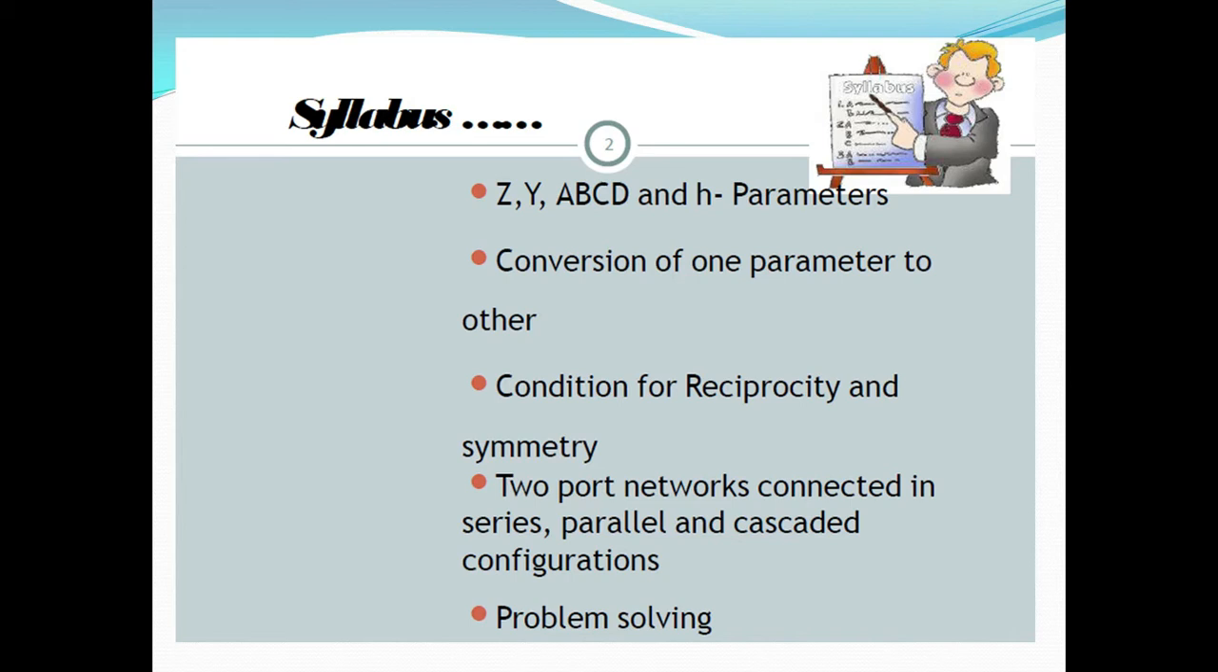In this video and my next 4 to 5 videos, we will study the two-port network in depth. First will be the Z, Y, ABCD and hybrid parameters, meaning the impedance, admittance and hybrid parameters. Next is the conversion of one parameter to another, meaning Z to Y, Y to ABCD, H parameter to Z. In this way we will see the conversion of one parameter to the other.